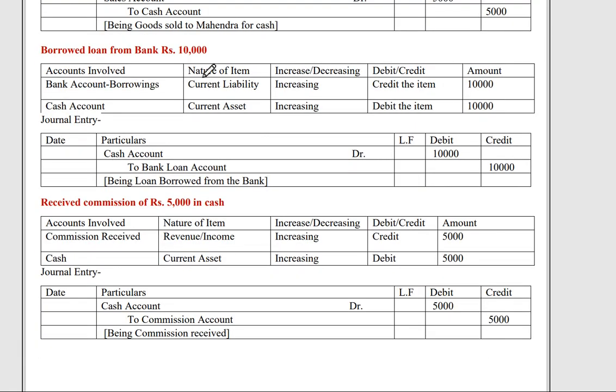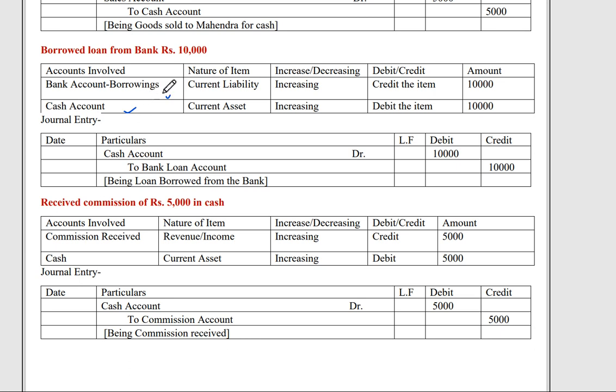Next, borrowed loan from bank rupees 10,000. Now from bank for my business I have taken a loan. Okay, let's assume now bank account is involved here, cash account is involved here. How cash? They have not specified anything about the cash there, but still we have to assume that the loan is taken in the form of cash only. Obviously from the bank you are borrowing the loan in the form of cash.